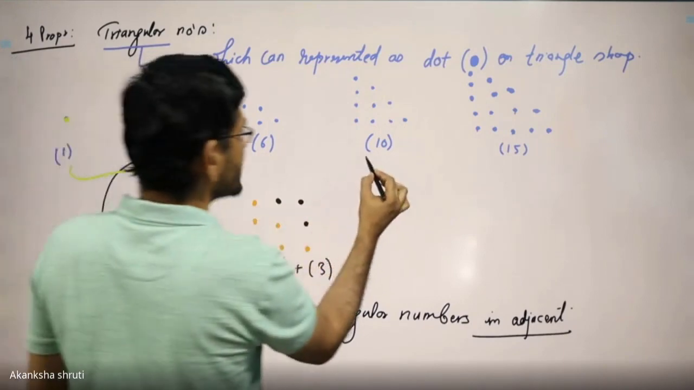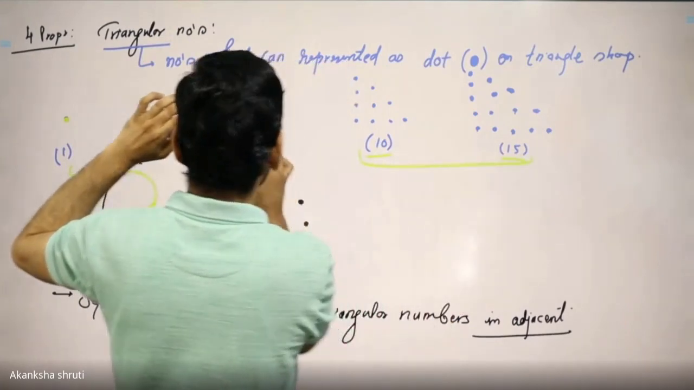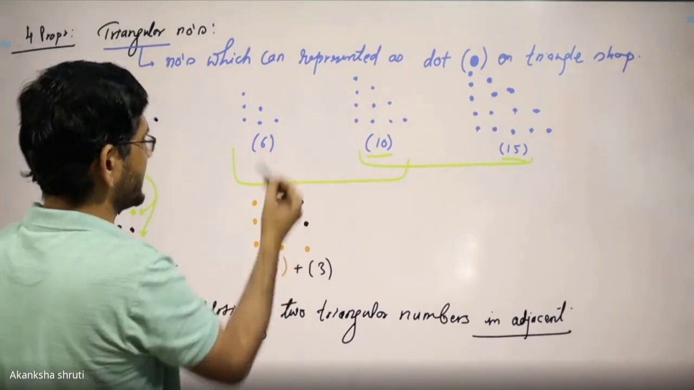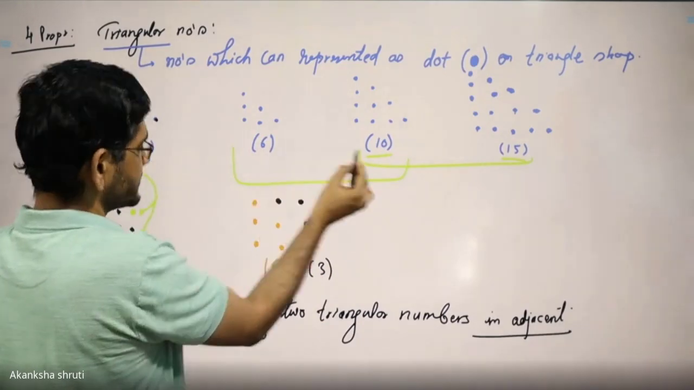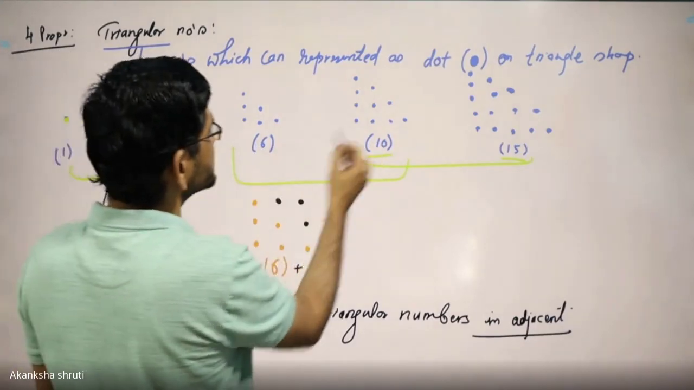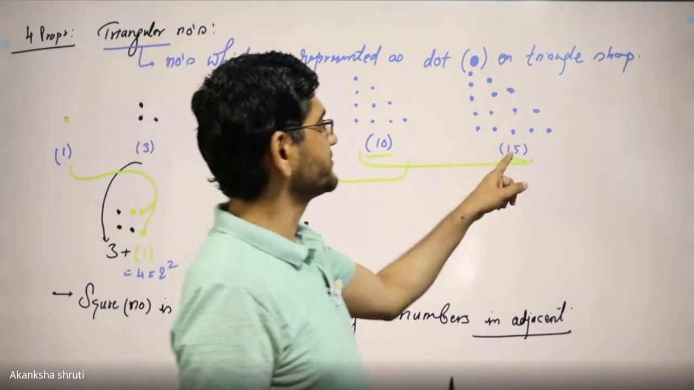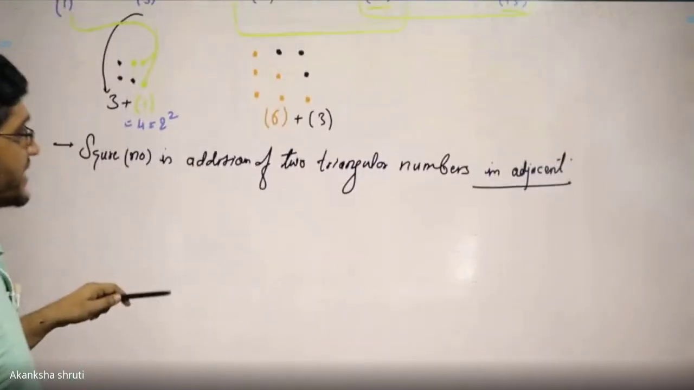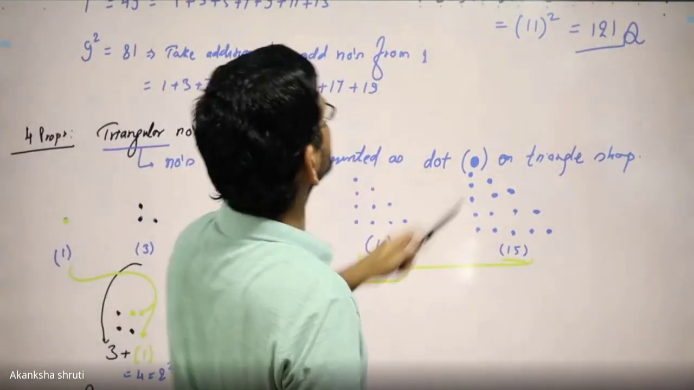With this 10 either we shall take this 15 or with this 10 we shall take this 6. Both times you will get a square number, like 10 and 6. Students, just placing this 6 over this 3, we have got this. Placing 10 over this 6, you will get this 16, that becomes 4 square. Similarly, 10 and this 15, you will get 25, 5 square. So such numbers are called triangular numbers. This thing we had learned. So these 4 properties were finished.